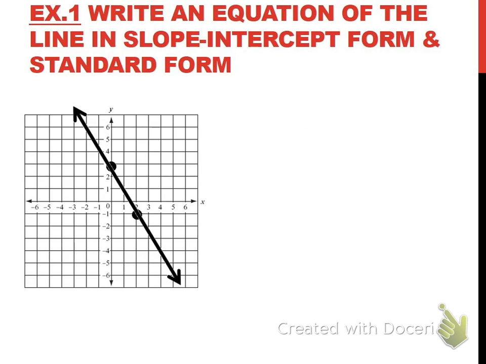Write an equation of the line in slope-intercept form and standard form. It is always going to be easiest for us to start off in slope-intercept form, and then we can change it or rearrange it into standard. So to find slope-intercept form, I need to identify 2 things. What do I need to find? Rise over run. The slope and the y-intercept. I need to know my M and my B if I'm going to do this.